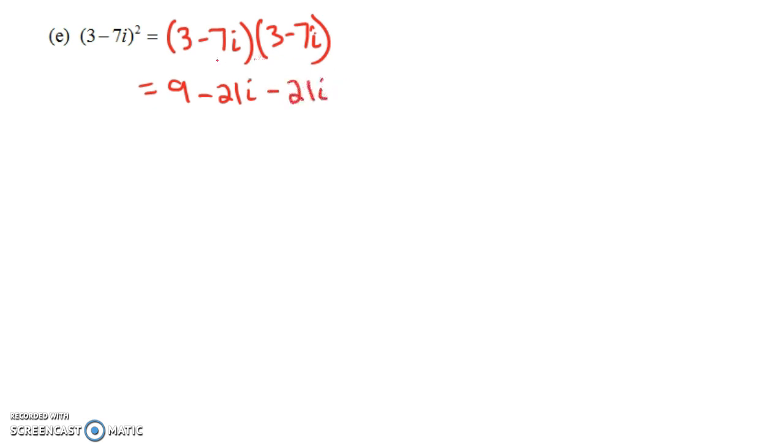Now one more. This one we have 3 minus 7i squared. Well, we can't just square the 3 and square the 7i. What we need to do is FOIL this out. We do 3 minus 7i times 3 minus 7i. Right, that's what 3 minus 7i squared means. Okay, now if we FOIL this out, 3 times 3 is 9. We're going to get a minus 21i from the outside terms, and also a minus 21i from the inside terms. And then we have minus 7i times minus 7i, that's plus 49i squared.